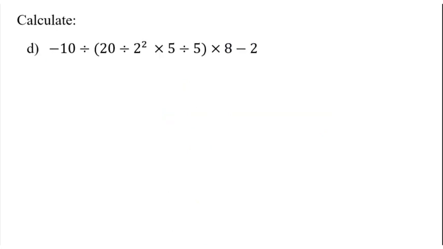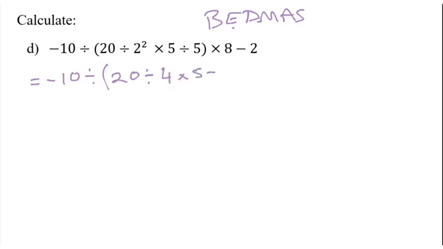Now let's have a look at part D. So BEDMAS rules, brackets first. So I want to work out all of that bracket. So I'm going to leave that -10 divided by first. Now inside this bracket I need to do the exponents first. So 20 divided by, now 2 squared is 4. So the rest of it I'm just writing out, I'm not doing anything else. I'm going to continue dealing with what's in the brackets here. Now 20 divided by 4 is 5.